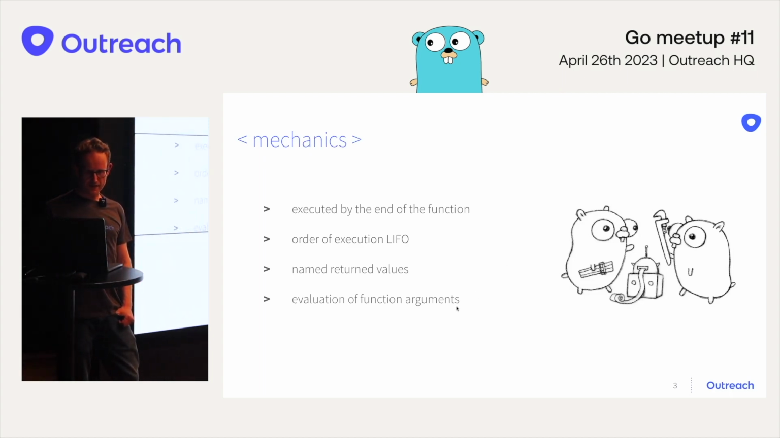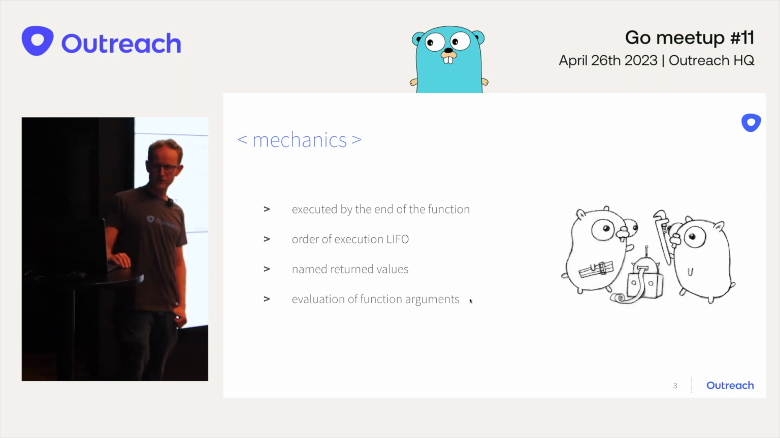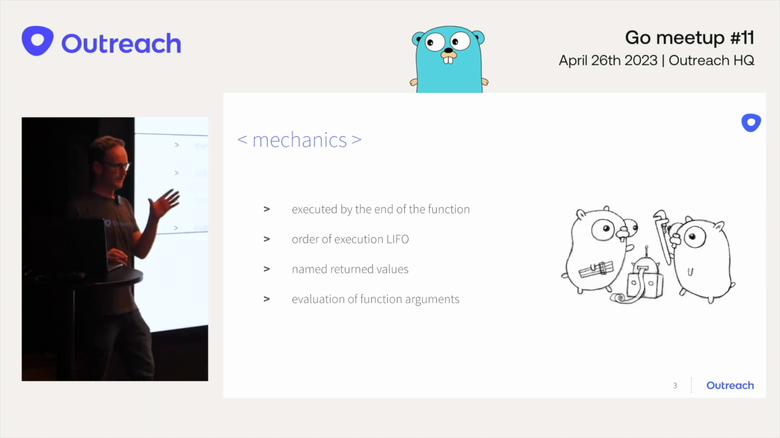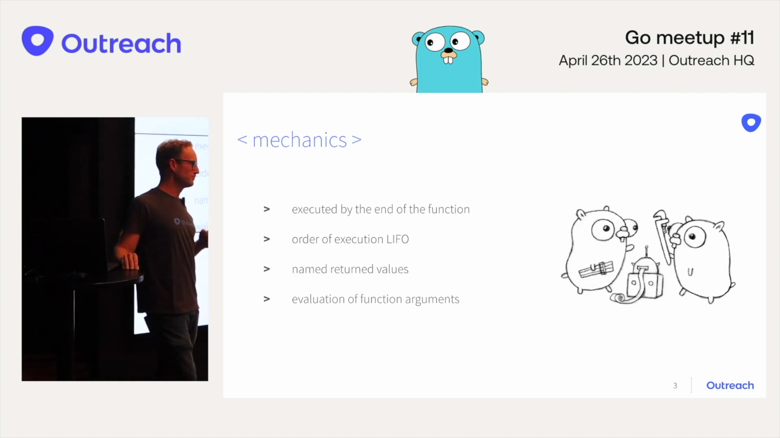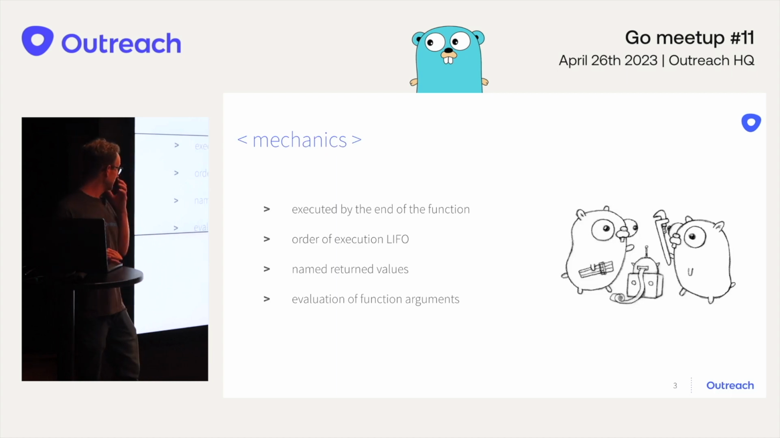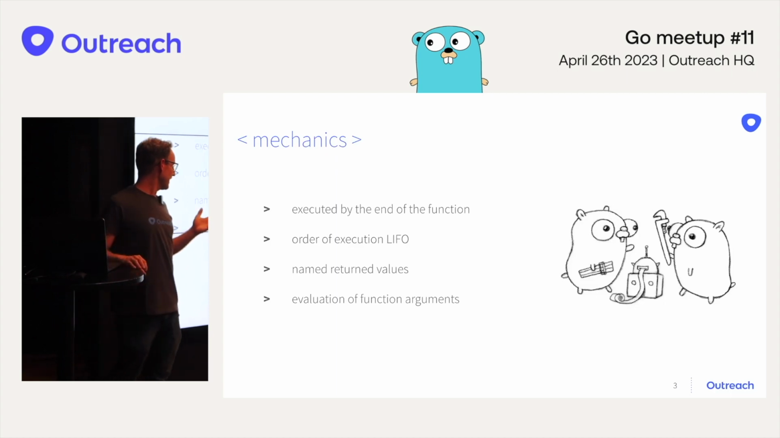And then the last mechanic I would like to speak about is the evaluation of the function arguments. If you have a function that is registered by defer, and this function has arguments, those arguments are actually evaluated at the moment when you are registering this deferred function, which can bring some weird scenarios, because the code is executed at the end. And I would like to focus on this area in more detail at the end of the presentation, just to show you a few examples of what can go, I would say, unpredictably.